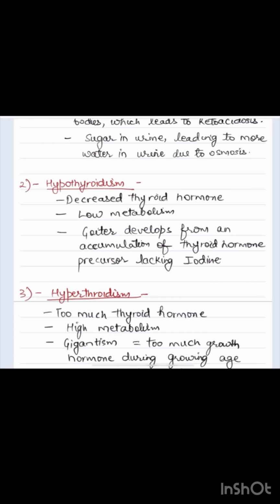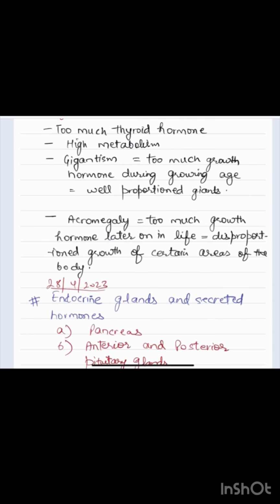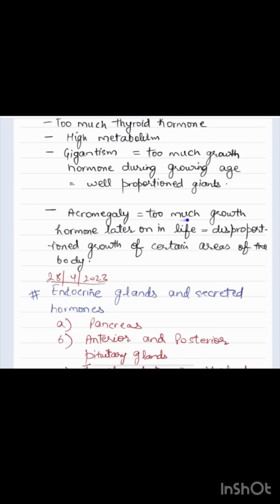Second, we have hypothyroidism. It has decreased thyroid hormone, low metabolism. Goiter develops from an accumulation of thyroid hormone precursor lacking iodine. Third, we have hyperthyroidism, too much thyroid hormone, high metabolism. Gigantism is too much growth hormone during growing age, but it is in good proportion. Whereas acromegaly is also too much growth hormone, but later on in life, and it's disproportionate growth of certain areas of the body.